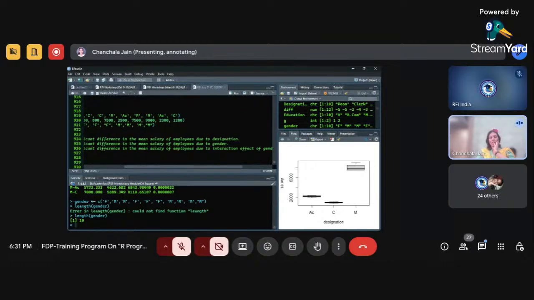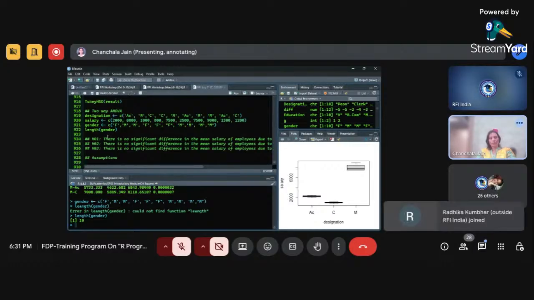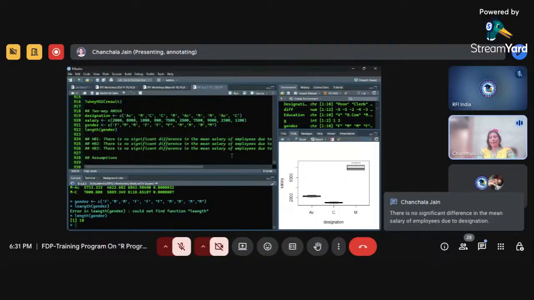Ma'am, please repeat the third hypothesis one time. I said there is no significant difference in mean salary of employees due to interaction effect of designation. Okay, I have copied and pasted in the chat. Same way you can copy paste and replace the last letter. Done?